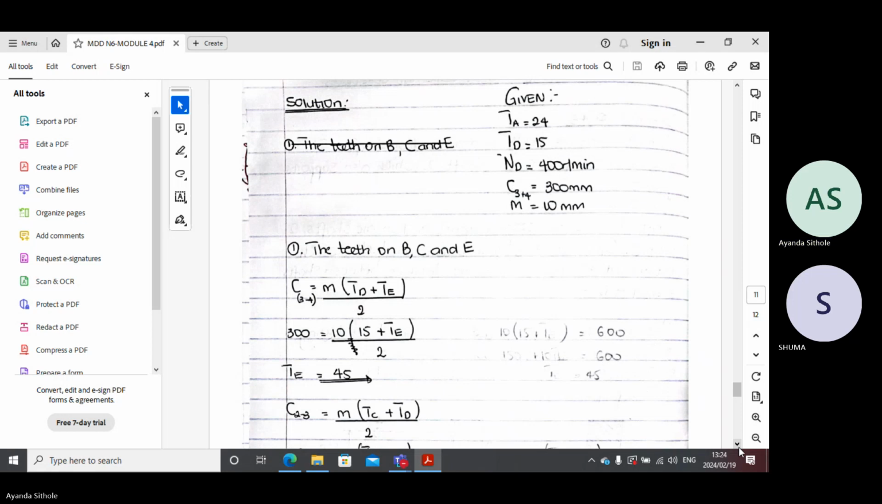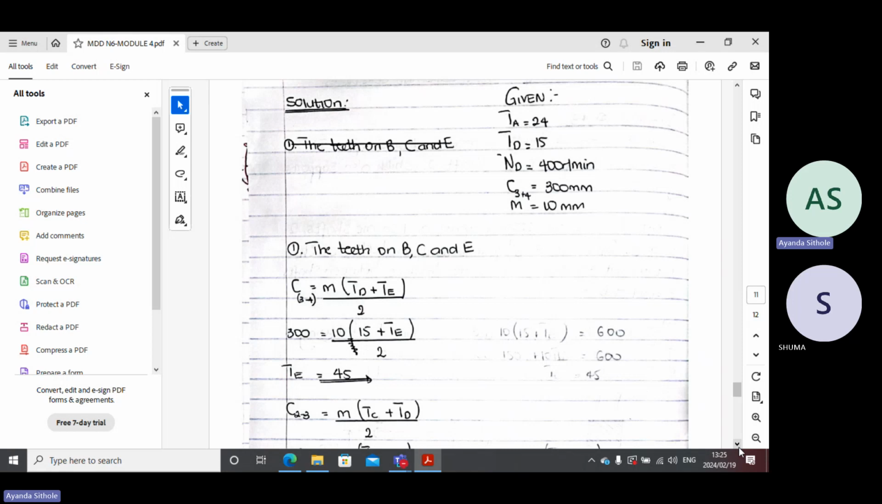On our given data, we have TA, 24 teeth, and then we have TD with 15, and then we have the speed of gear D, which is 400 rev per minute, and the center distance for shafts 3 and 4 is 300 millimeters. And then we have a module of 10 millimeters. So, for number 1, we are calculating the teeth on B, C, and E.